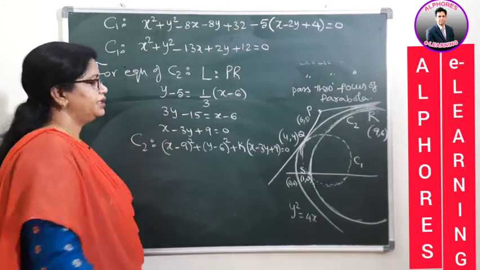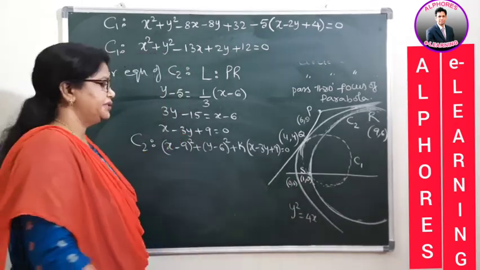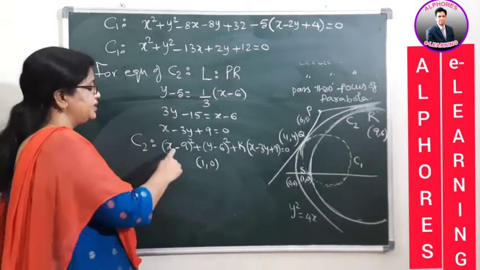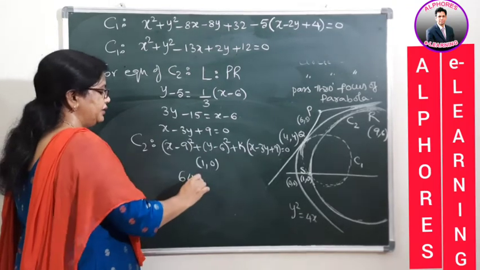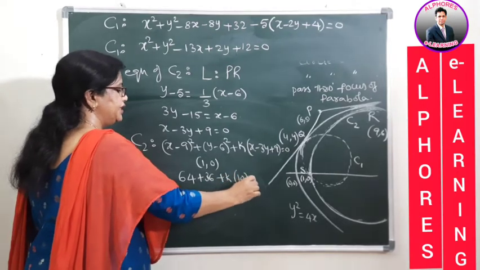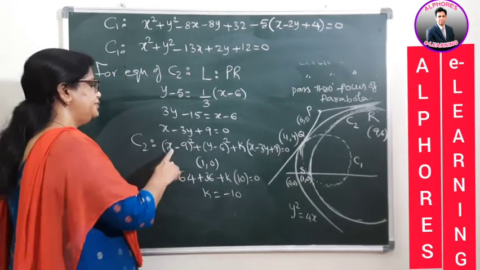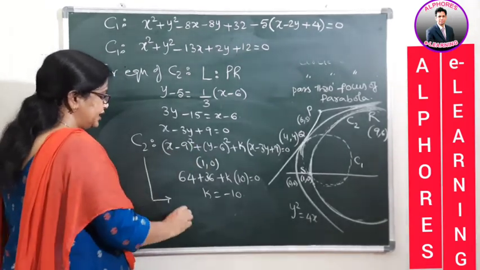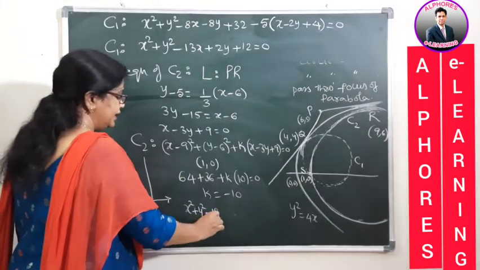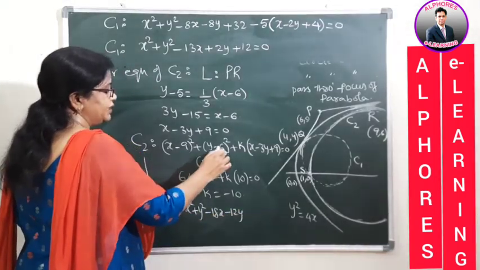Now here also, for the second circle, they said both circles are passing through 1 comma 0. So the second circle also passing through 1 comma 0 implies if I substitute, this is 64, and this one is 36, and next plus k into 1 plus 9, which is 10, is 0. Hence what is the k value here? Minus 10. Therefore if you substitute k value minus 10, then the C2 equation is x square plus y square minus 18x, and next minus 12y, plus 81 plus 36.